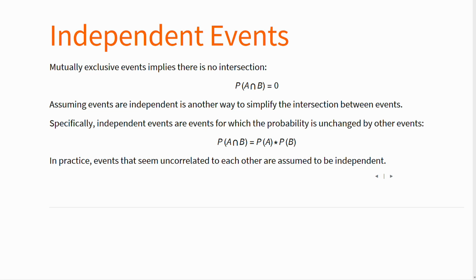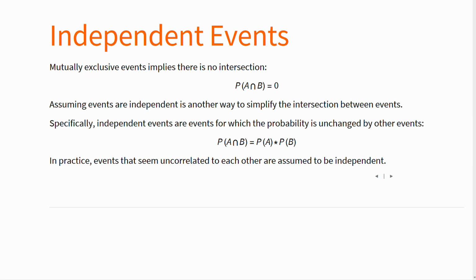Assuming events are independent is another assumption for intersections. Independent events are events where probabilities are unchanged by other events. The probability of the intersecting event is equal to the product of the probabilities of each of the events. So in practice, anything that doesn't really seem correlated will be assumed to be independent.